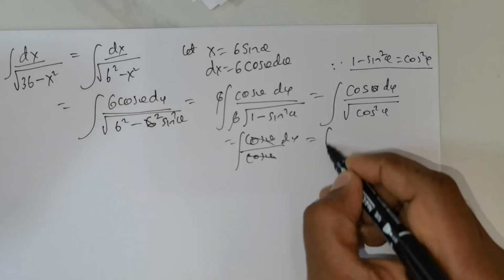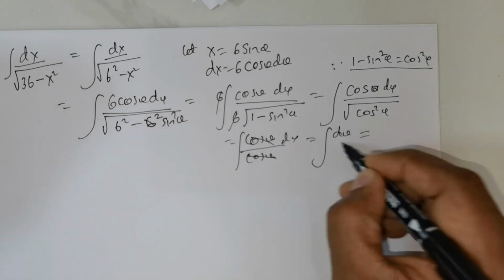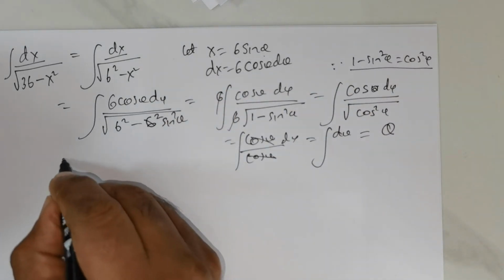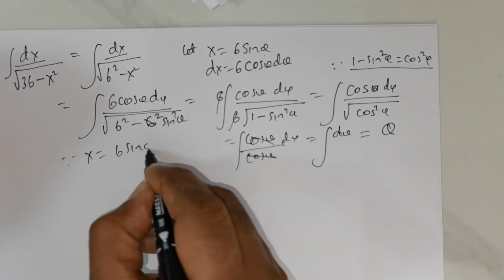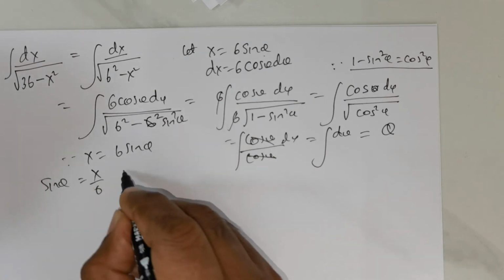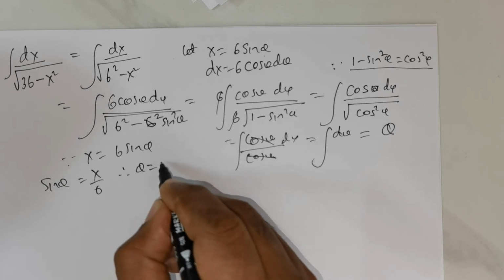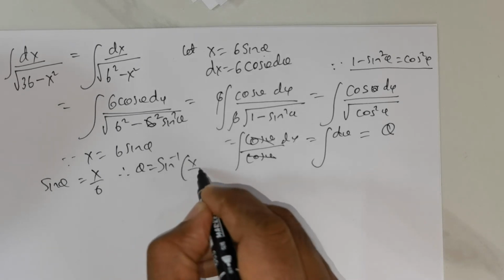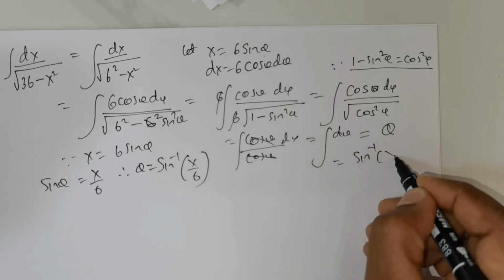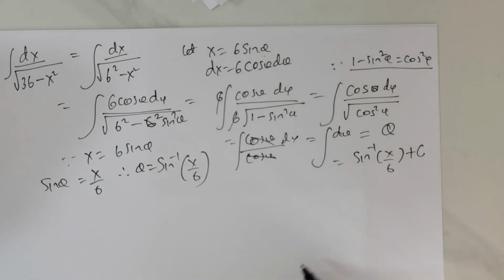Cos theta can be cancelled, giving you integral d theta. Integration of d theta is going to be theta. Now coming back over here, since x is taken to be 6 times sine theta, x over 6 is equal to sine theta. We need only theta, so therefore theta is equal to sine inverse of x over 6. So substitute it: sine inverse of x over 6, plus arbitrary constant c.